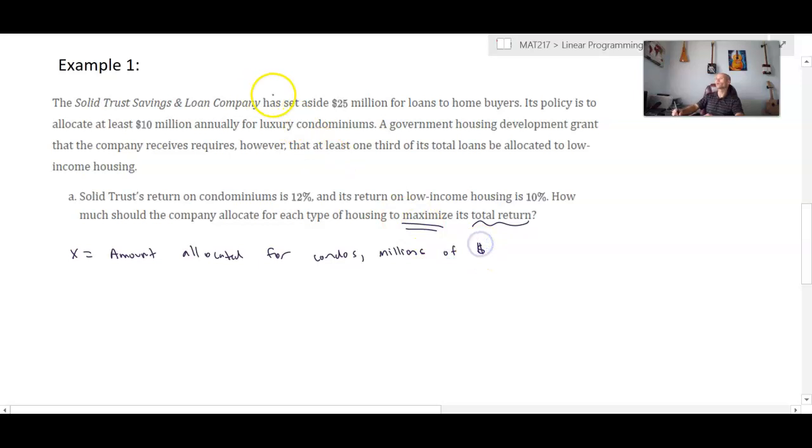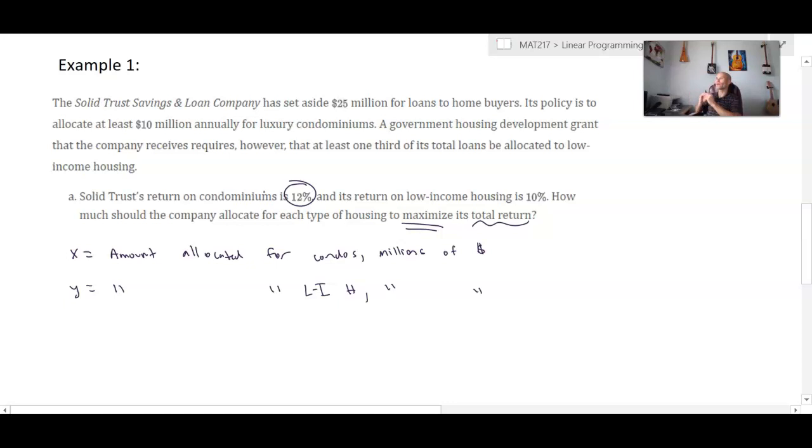Just easier, that way we don't have to spell out 25 million with 6 zeros at the end. And then Y will be the same thing, but amount allocated for low income housing, again in millions of dollars. So what do we want to do? We want to maximize the return. Well, how are we going to get return? We're going to get return by this percentage being applied to how much we allocate.